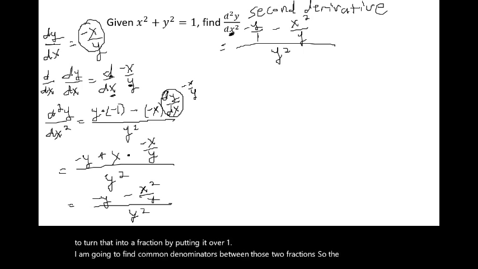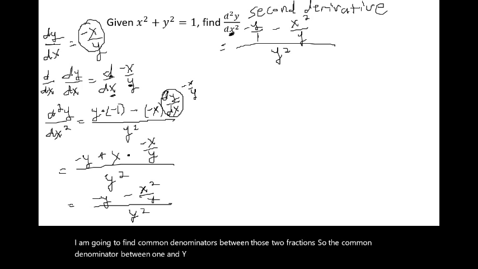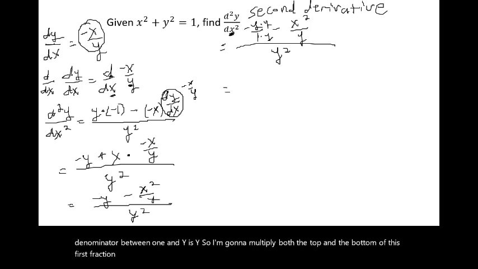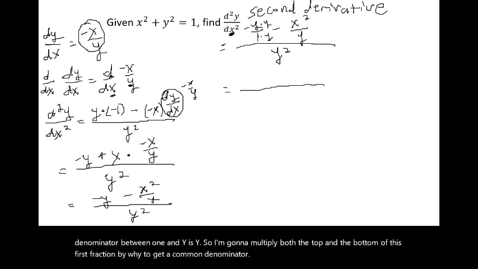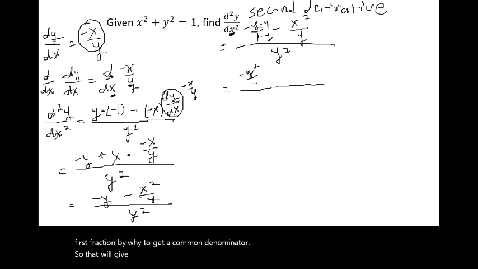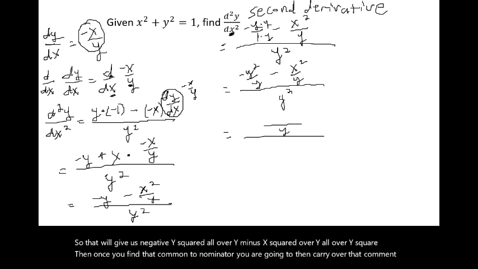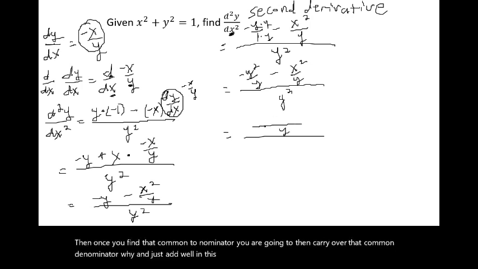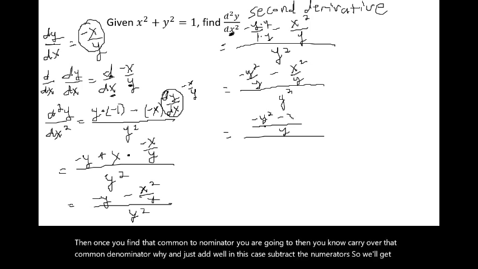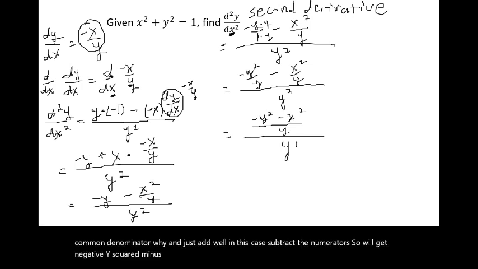So the common denominator between 1 and y is y. So I'm going to multiply both the top and the bottom of this first fraction by y to get a common denominator. So that will give us negative y squared all over y minus x squared over y, all over y squared. Then once you find that common denominator, you are going to carry over that common denominator y and just add, well, in this case, subtract the numerators. So we'll get negative y squared minus x squared all over y, all over y squared.